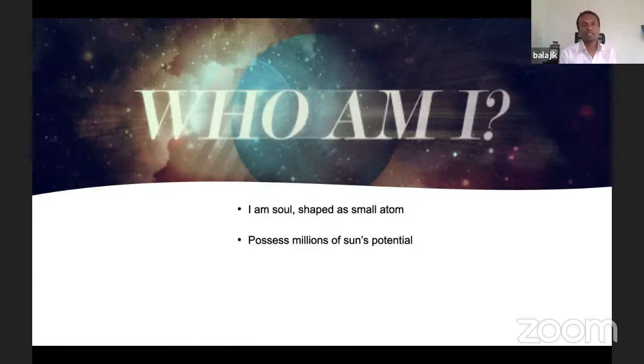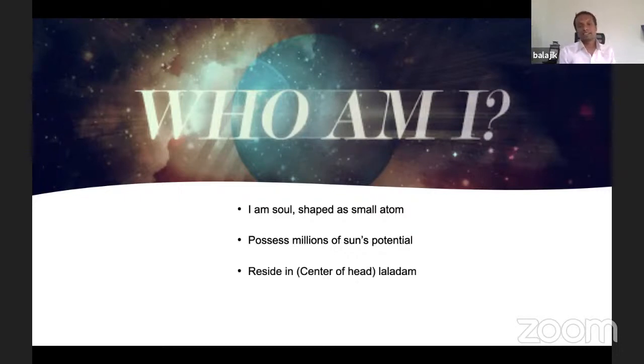So the potential is there. It doesn't mean that it is doing that right now. It is latent, it is hidden. We have to basically unearth it, dig it and take it out. So the potential is there, which is why it possesses millions of suns' potential.